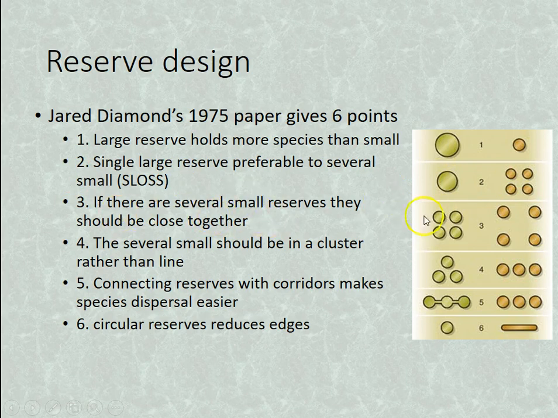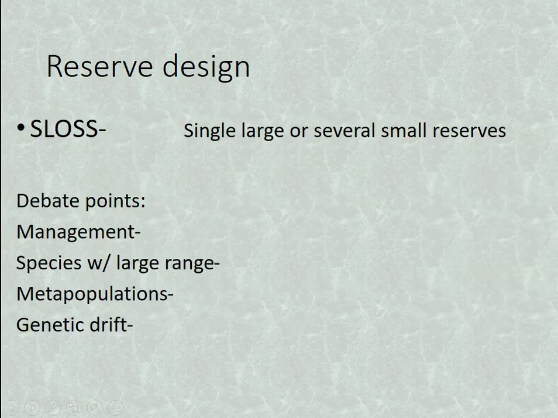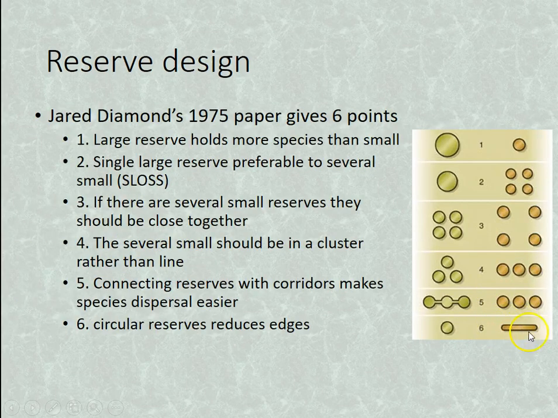And then if you have several small, it's better to keep them close together than far apart. And if you have the small, they should be clustered rather than in a line. And if you can put in corridors, that's better than no corridors. And if it's more circular, you reduce the amount of edge space, you get more middle. We talked about that in habitat fragmentation, where if it's narrow like this, there's no middle, so those species that don't like the edge won't be able to survive there. And that's true. So all of these reasons are why a large space would be better, or clustered and connected.